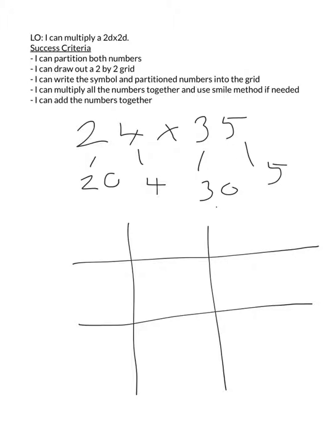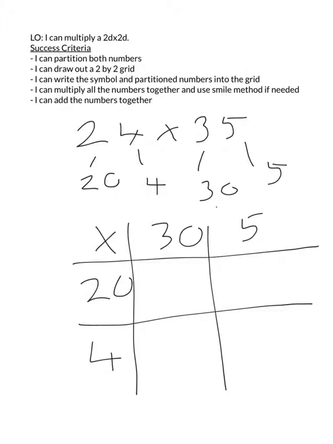Then let's do our third one. Let's write it in. I do that, then I can do the 30, the 5 here, and then I can do the 20 and the 4 here. Doesn't matter which way they go round. And now I'm at this tricky bit, okay? So we're going to start off by doing the 20 multiplied by the 30, and that's going to go into that box. So this is smile method.